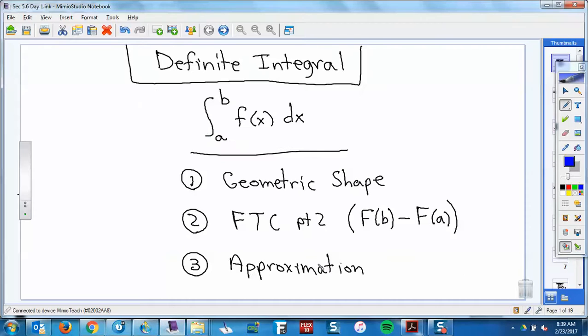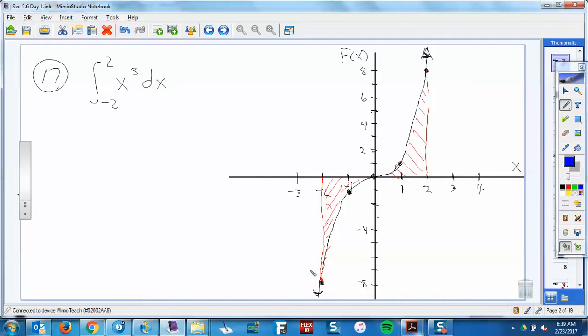All right, back to this. Okay, so now we're going to dial in and focus on approximation. If I have a definite integral and I want to approximate that area, what does it look like? So let's go through this one right here. Draw this in your notes.